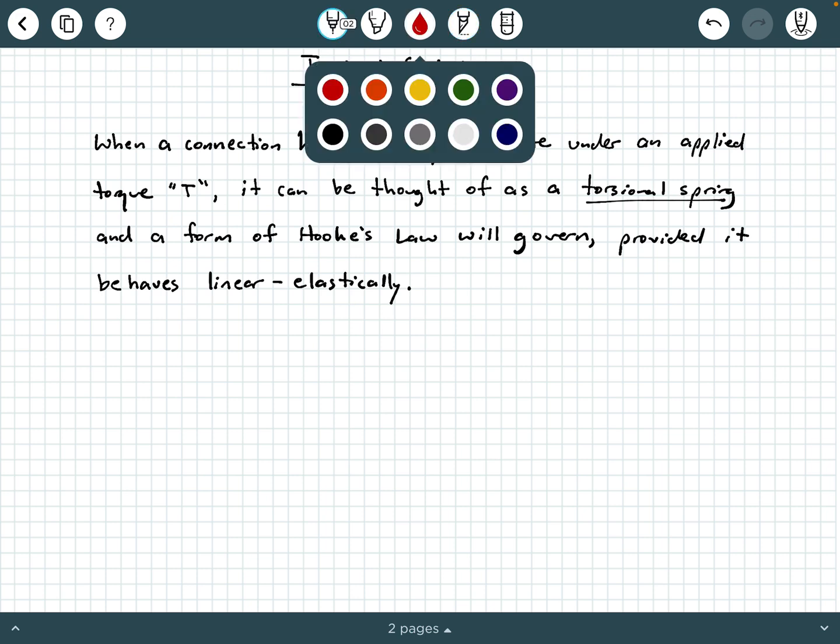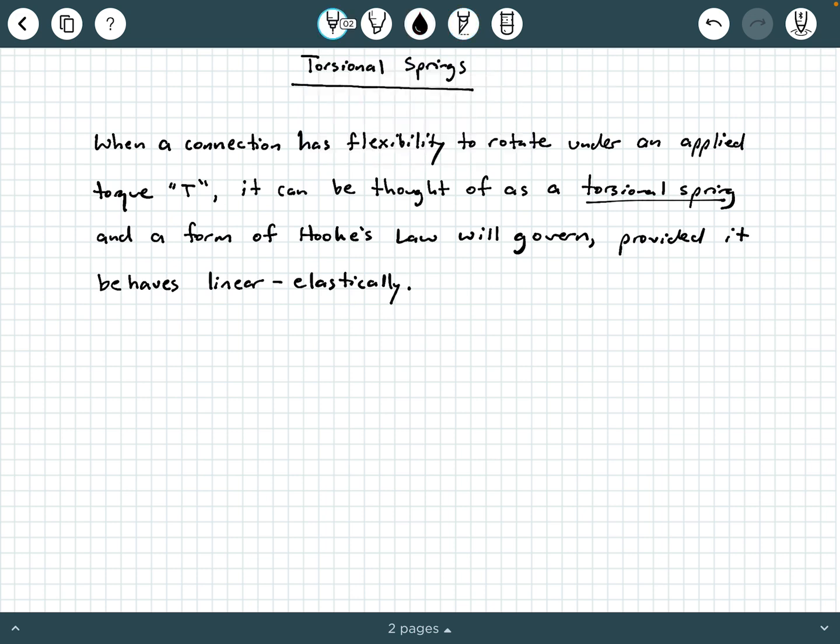So what do we remember about Hooke's law? Well, for a linear spring subject to axial force F, we have the relationship: force equals a spring constant times an axial displacement, which I'll call delta.